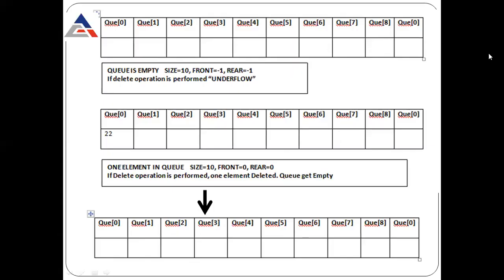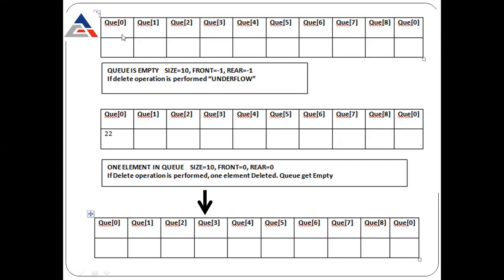We have a queue that has 10 elements, 0 to 9. So currently the queue is empty. Size is 10. Front is -1, rear is -1 as per the program we have done, because our queue starts from 0. We cannot write 0 over here. If we write 0 over here, it becomes the first location. That's why we write -1, because my array starts from location number 0 to 9. This is 9, not 0.